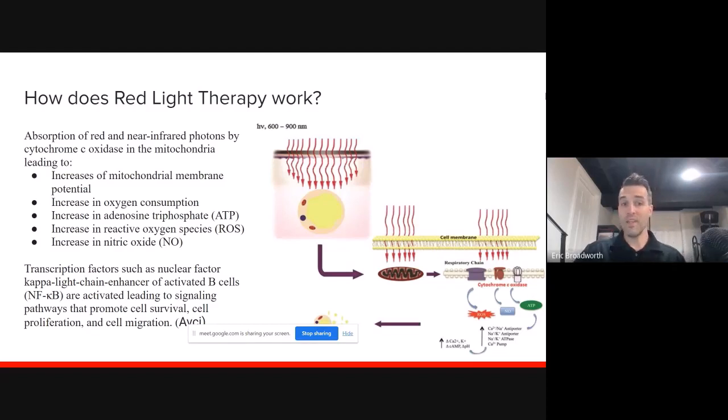There are also transcription factors such as nuclear factor kappa light chain enhancer of activated B cells that are activated, leading to signaling pathways that promote cell survival, cell proliferation, and cell migration. So there is an improvement in cell survival, cell proliferation, and cell migration, which again is going to help with overall anti-aging, reverse aging, that kind of thing.